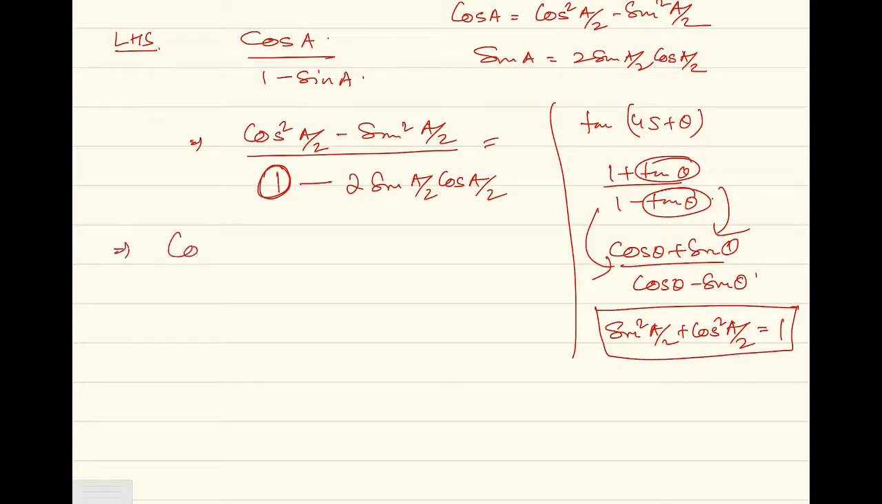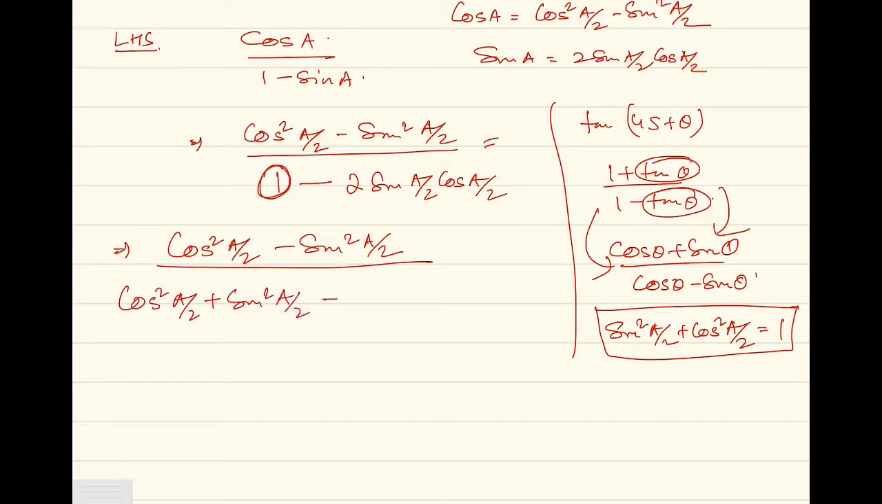This will become cos square A by 2 minus sine square A by 2, as you all know, divided by, instead of 1, I'll write cos square A by 2 plus sine square A by 2 minus 2 sine A by 2 cos A by 2. Can I do that, everyone? Yes, it is possible because cos square A by 2 plus sine square A by 2 equals 1.